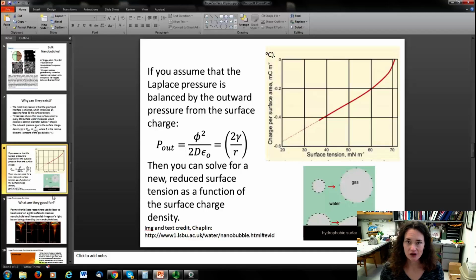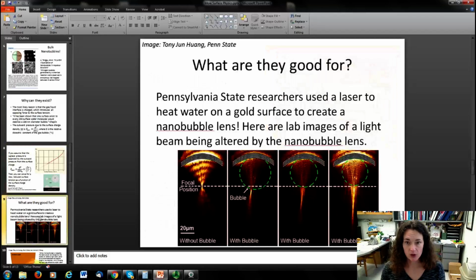Well, you might be saying, great, nanobubbles, nanoscience, nanotechnology, why do we care about nanobubbles, right? Well, it turns out they're good for a whole bunch of different reasons. One of the more recent papers is that Pennsylvania State researchers actually used a laser to create bubbles by heating water on a gold surface, and then they used the bubbles that they had created as a lens.